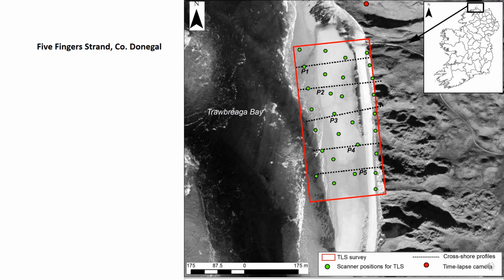Moving up to Northwest Ireland, we have Five Finger Strand in County Donegal, and we're looking at this as a high energy system that is responding dynamically to these big storm events. And what you're looking at is an aerial photograph of the site, the dunes on the right hand side, the beach with the red box around it, and those dotted lines are simple profiles that we use to reprofile on a regular basis and see how the system's behaving over time.